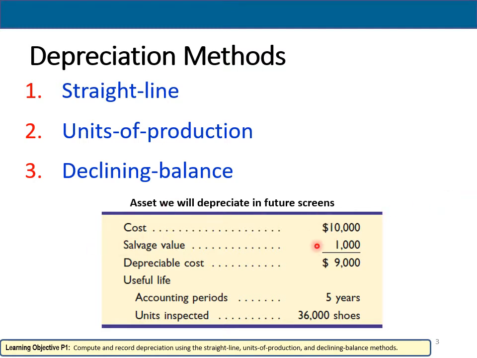So here's the asset that we have. Cost $10,000. Management estimates it's going to be worth $1,000 at the end of its useful life, which is 5 years, or 36,000 shoes outputted. Now, the other thing to remember is when you're given cost and salvage value, you only depreciate the difference between those two numbers. In other words, you don't want to depreciate below the salvage value.